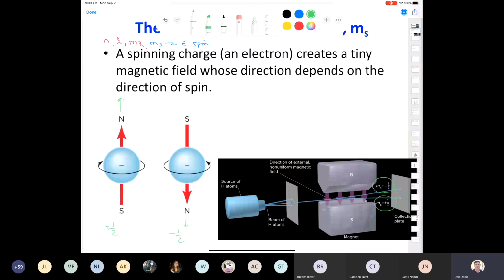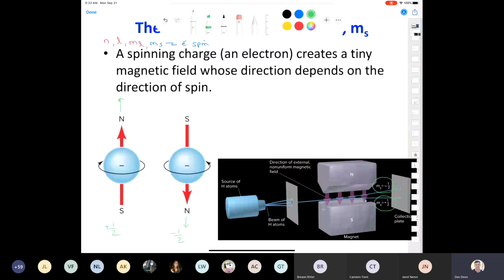And what happens is if you take a beam of atoms that have one or more unpaired electrons, and you pass it through a non-uniform magnetic field, it's going to split into two beams. And what that basically tells you is that some of the electrons are aligning with the magnetic field, and some of them are aligning against the magnetic field.